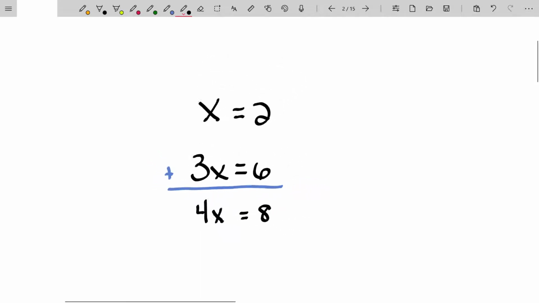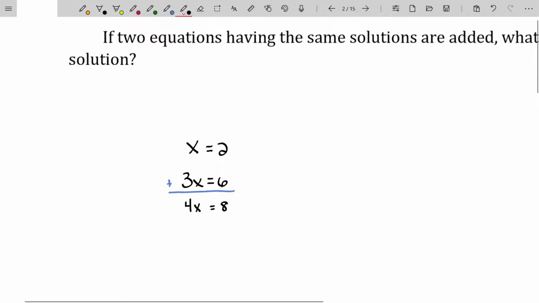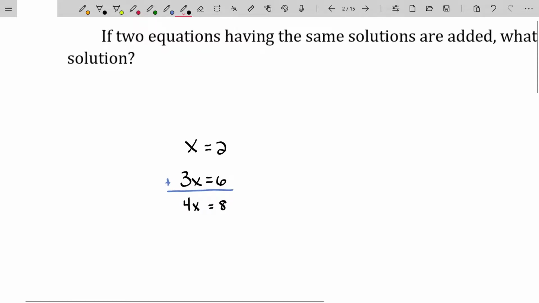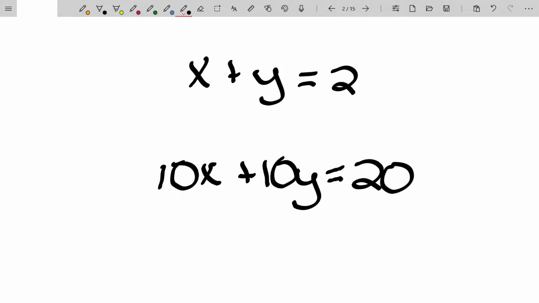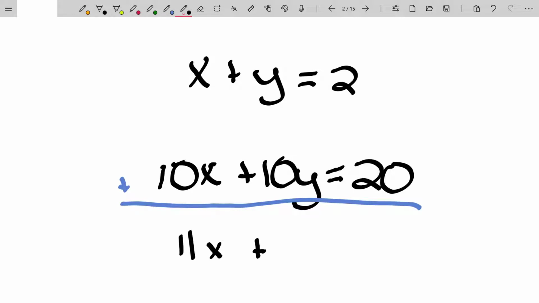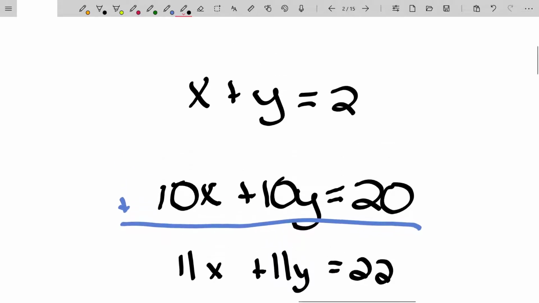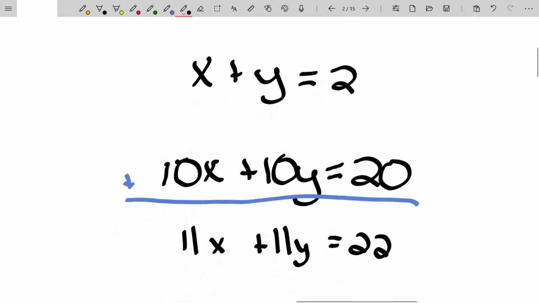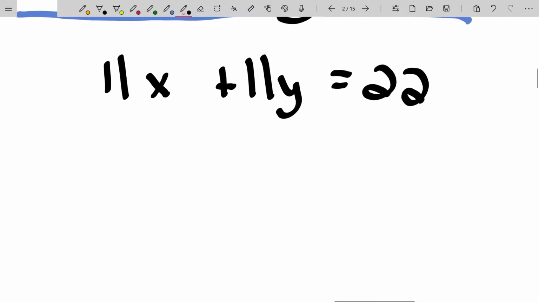So that seems to imply that if two equations with the same solutions are added up, then the summation of those two equations still has the same solution. But let's check out over here. Again, remember this one had the solution 1, 1. If you add those two equations up, you get 11x plus 11y is equal to 22. Remember we said 1, 1 was a solution. There's an infinite number of solutions to these equations. However, 1, 1 was just one of them. Well, notice 1, 1 will solve that equation as well.